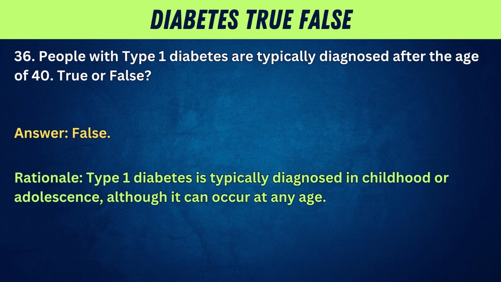36. People with type 1 diabetes are typically diagnosed after the age of 40. True or false? Answer: false. Rationale: type 1 diabetes is typically diagnosed in childhood or adolescence, although it can occur at any age.